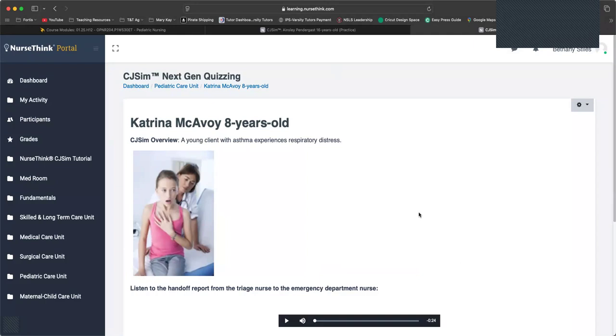With asthma, we do need to remember that this is the leading cause of missed school, ER visits, and hospitalizations for our pediatric patients. So asthma causes them to be in the hospital and miss a lot of school. It's very common for them with those exacerbations that we see.